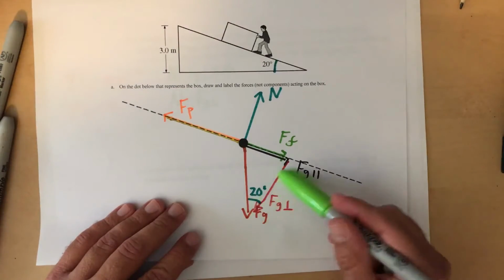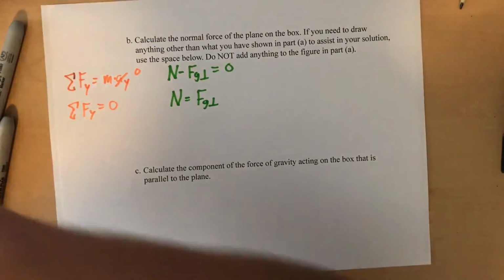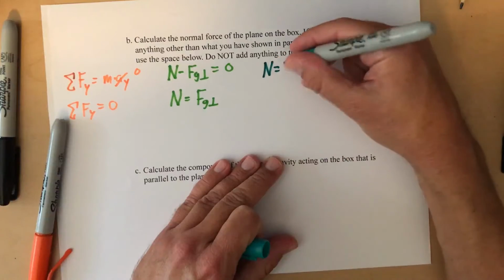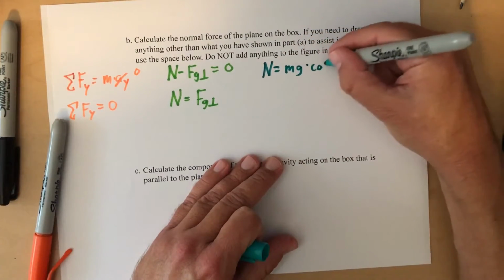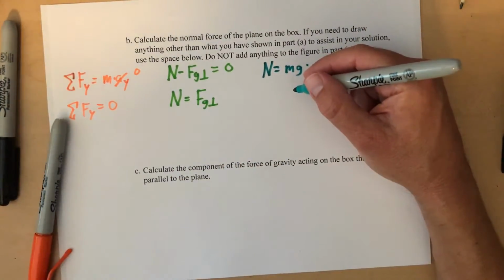Well, you can see here it's the adjacent side to the angle, so we're going to use the cosine function there. So let's write that in there. So the normal force is equal to the force of gravity perpendicular, which is mg for the force of gravity times the cosine of the angle. Let's go ahead and plug some numbers in here.